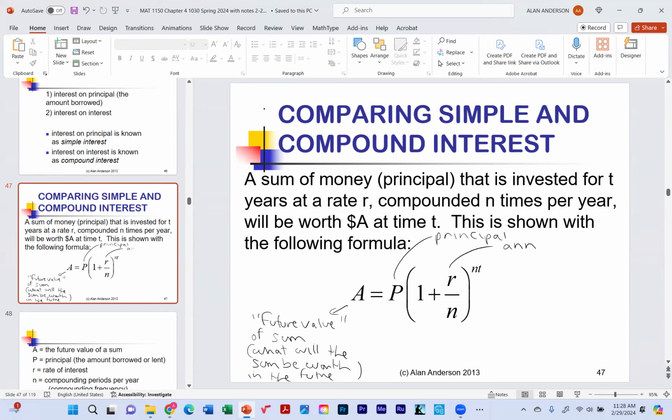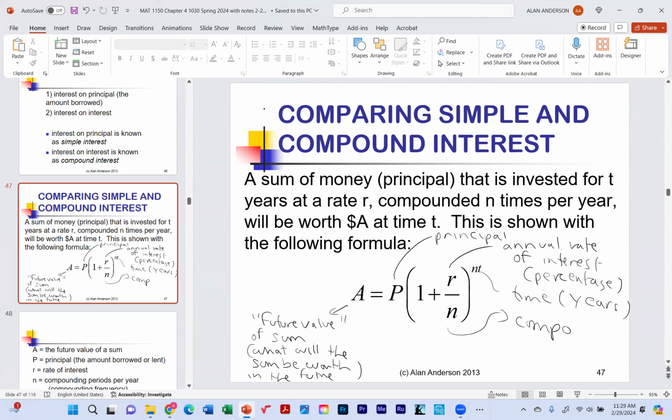R is the annual rate of interest, which, by the way, is a percentage, although we express it as a decimal in these formulas. T is time in years. Now, this N requires some explanation. The name of N is compounding frequency. What in the world does that mean? Okay, that's the part that we have to discuss. The rest of it is pretty straightforward.